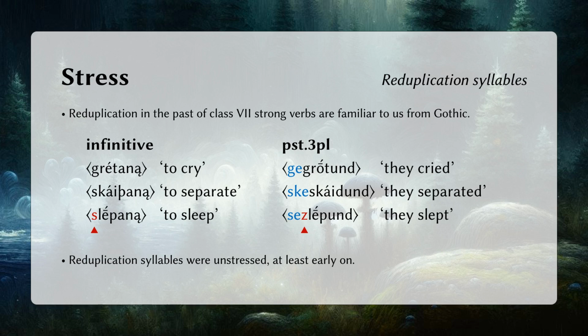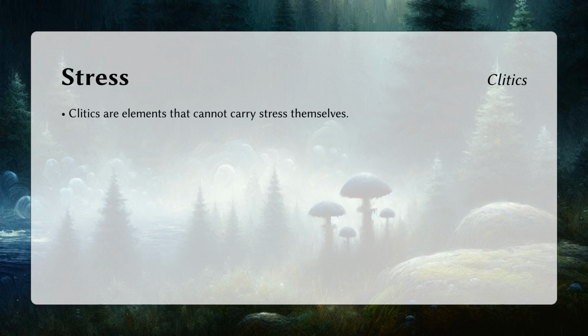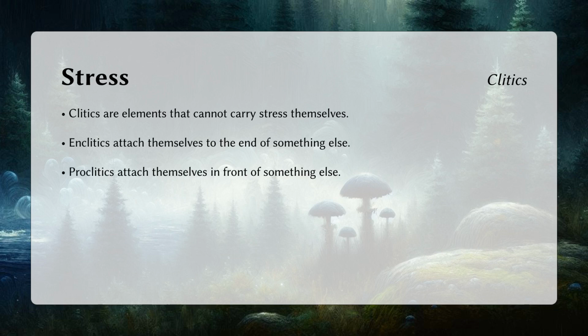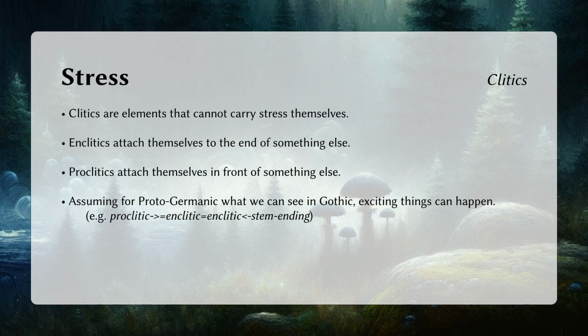In Proto-Germanic we encounter elements called clitics. Clitics cannot carry stress by themselves at all, and therefore they must attach themselves to other grammatical words which can, and so to speak, sponge on their stress. Enclitics attach themselves to the end of something else, while proclitics attach themselves in front of something else. Assuming for Proto-Germanic what we can see in Gothic, this means that exciting things, such as enclitics attaching themselves behind proclitics, attaching themselves in front of a stem, can happen.